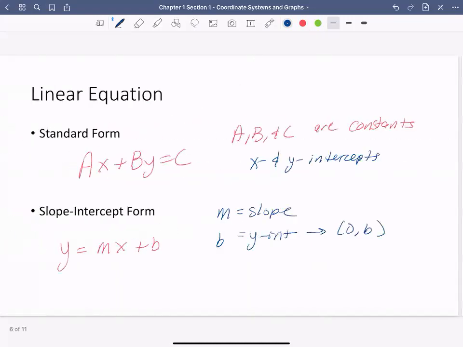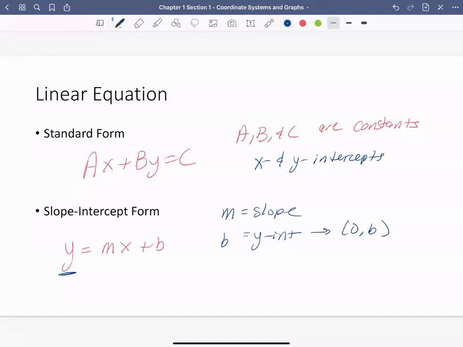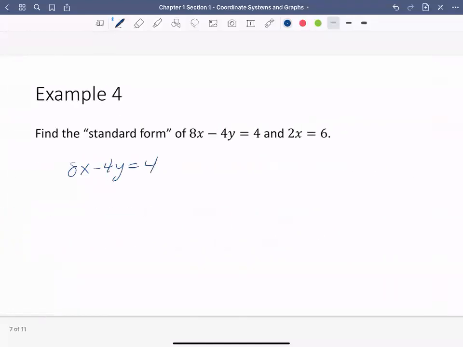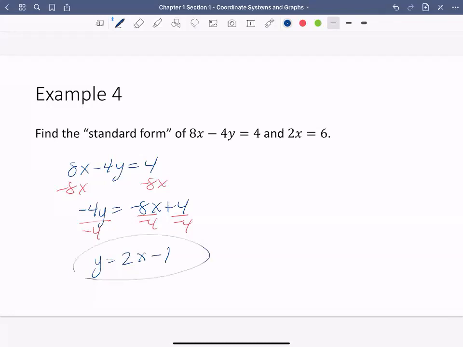And if you recall, our slope-intercept form is y equals. So we want this to be y equals whatever is left on the right side. So we're going to move things over and solve for y. In order to do that, I'm going to subtract 8x from both sides. And I'm left with -4y equal to -8x plus 4. Then I'm going to get y by itself by dividing everything by -4. And now I have y equal to 8 over 4, which is 2x, and 4 over -4 is -1. So this is the answer it's looking for.